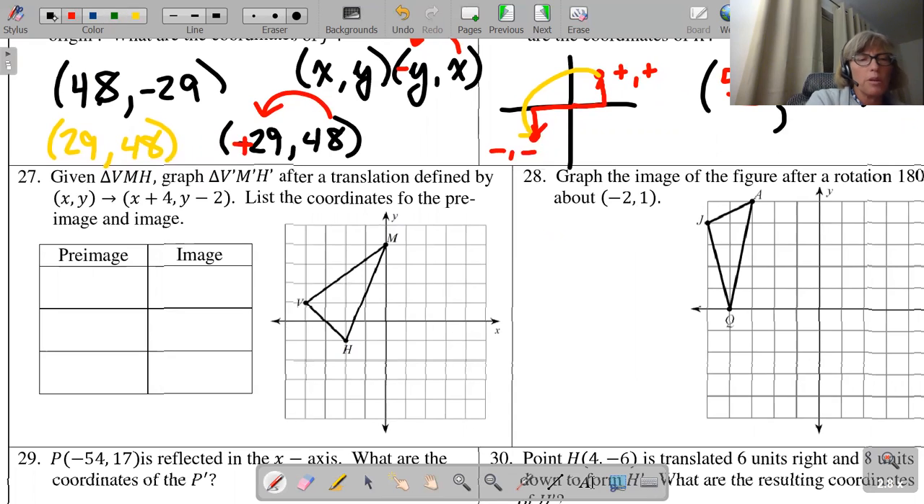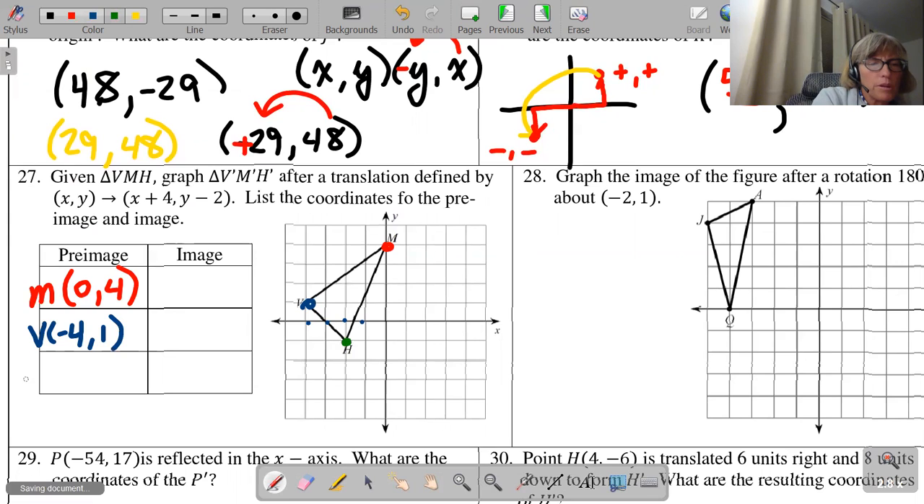Okay, pre-image and image after this translation. Our pre-image, M, is at 0, 4, and V is at negative 4, positive 1, and H is at negative 2, 1. Now, all we're doing for each of these is translating 4 units to the right, 2 units down.